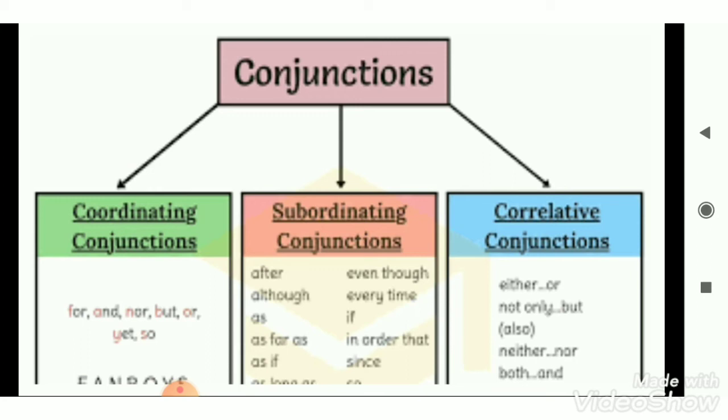So these are some of the conjunctions, and conjunctions are split into coordinating conjunction, subordinate conjunction, correlative conjunction. So these are the list.